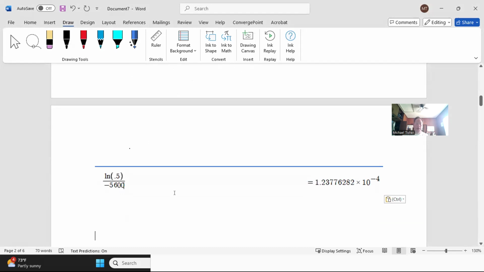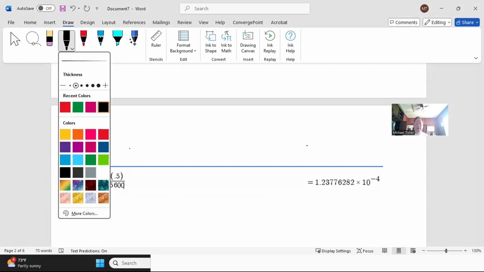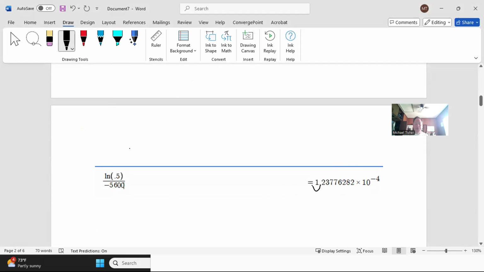All right, now after simplification, we get 1.23776282 times 10 to the negative 4. So this answer is given in scientific notation. Well, let's rewrite this in normal everyday notation. To do that, notice that the exponent is negative 4, so that means we'll move the decimal point 4 places to the left.